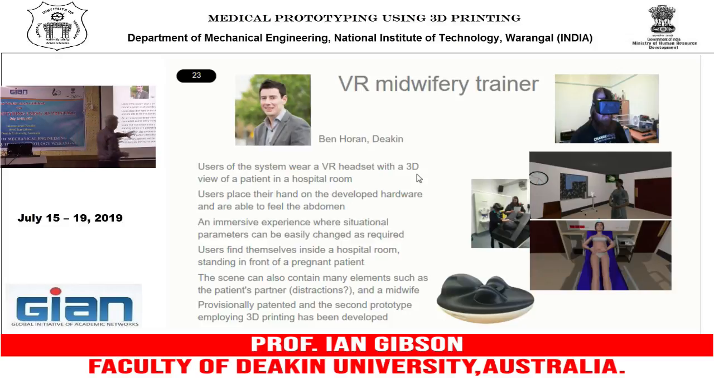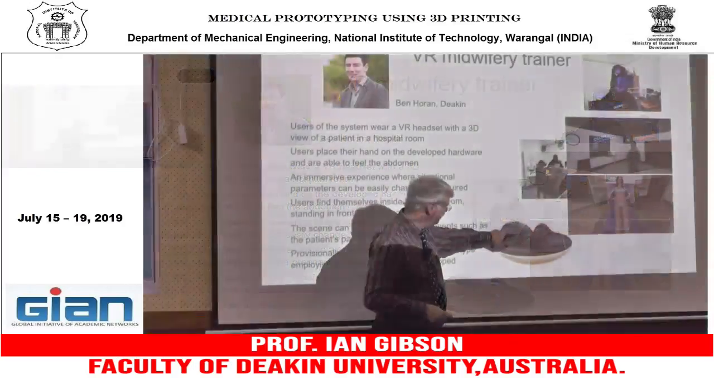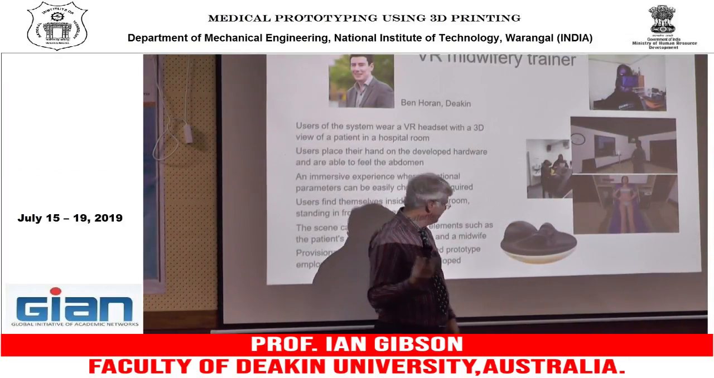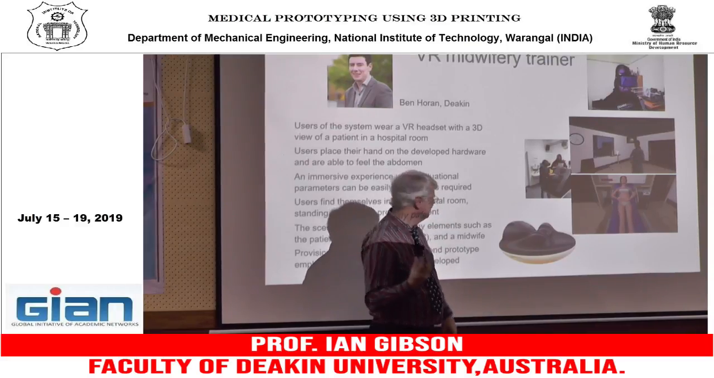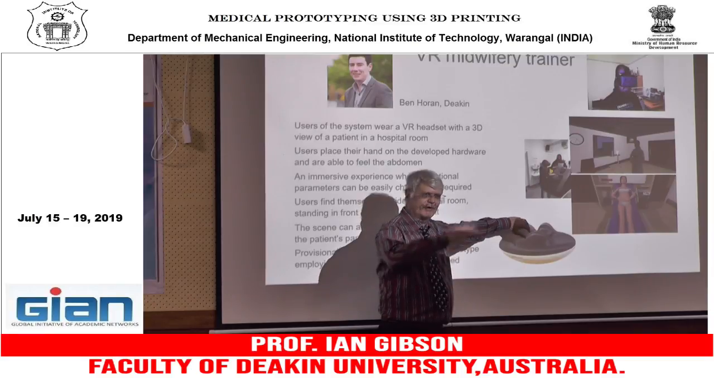This is a 3D printed pregnant lady. Okay? And if you see on here, there's a slight difference in material here. This is the softer material. Inside of this, there's a little robot. So it's a bit like Alien. Okay? What the robot does is it actually provides the contractions.